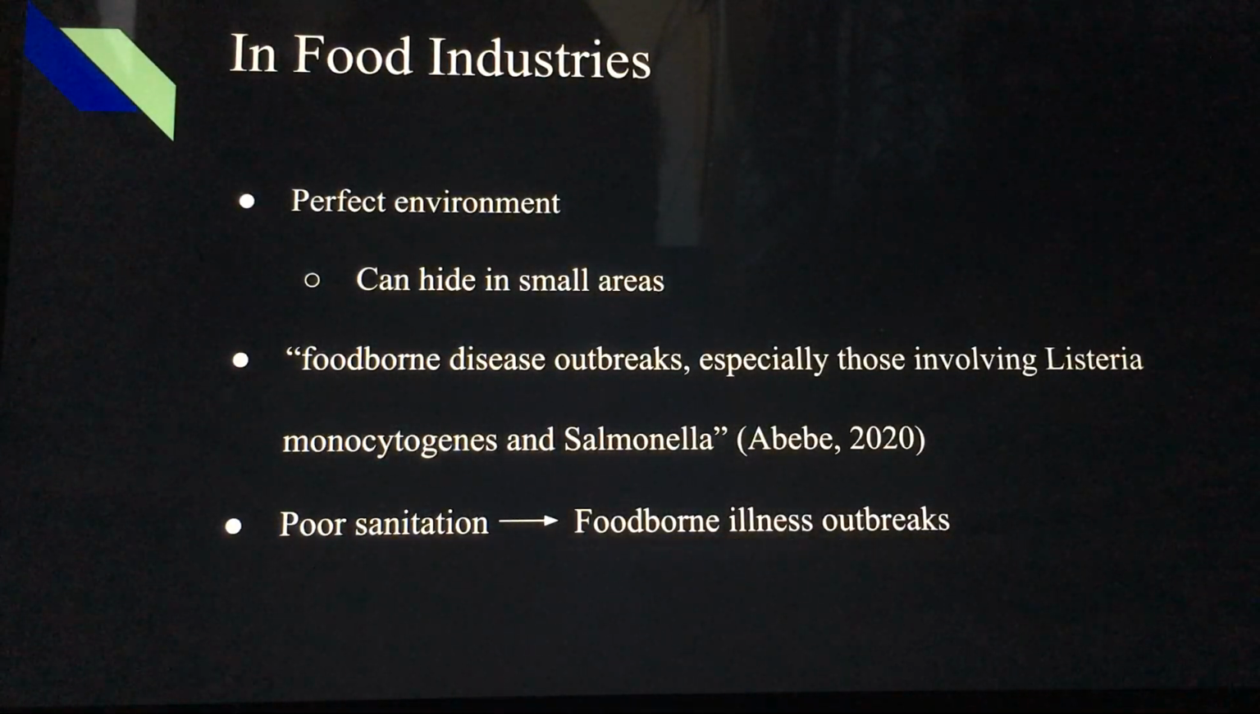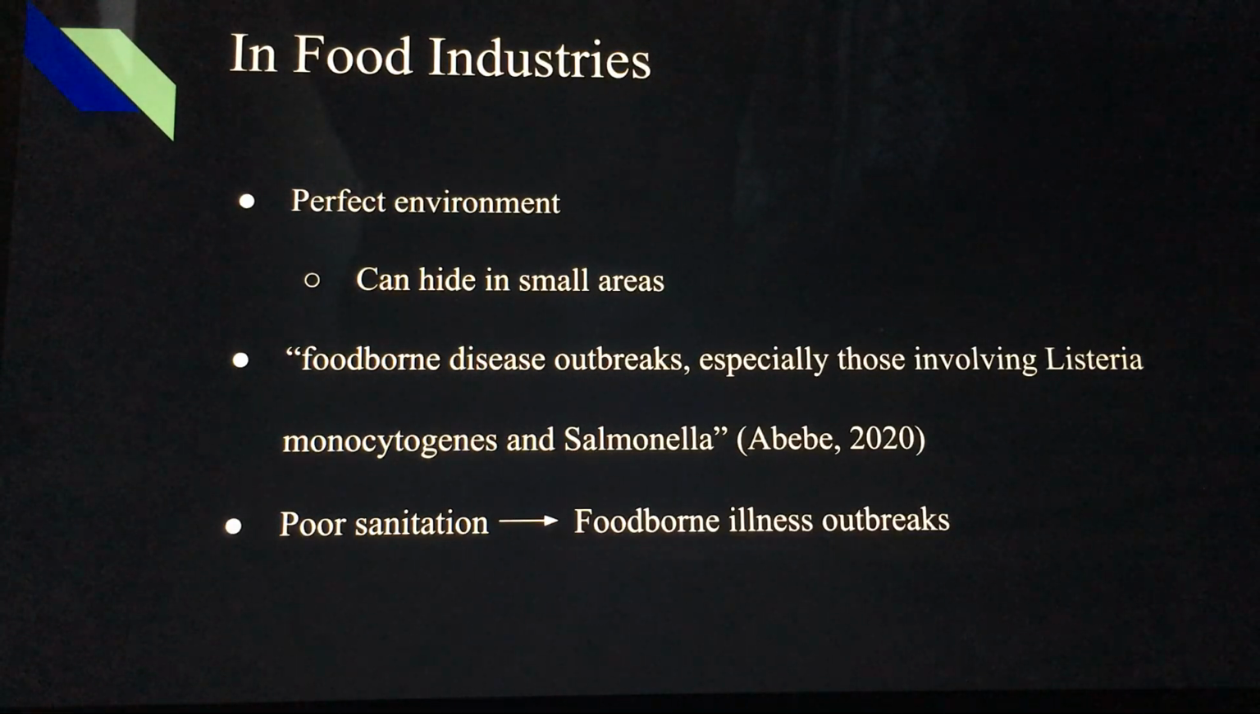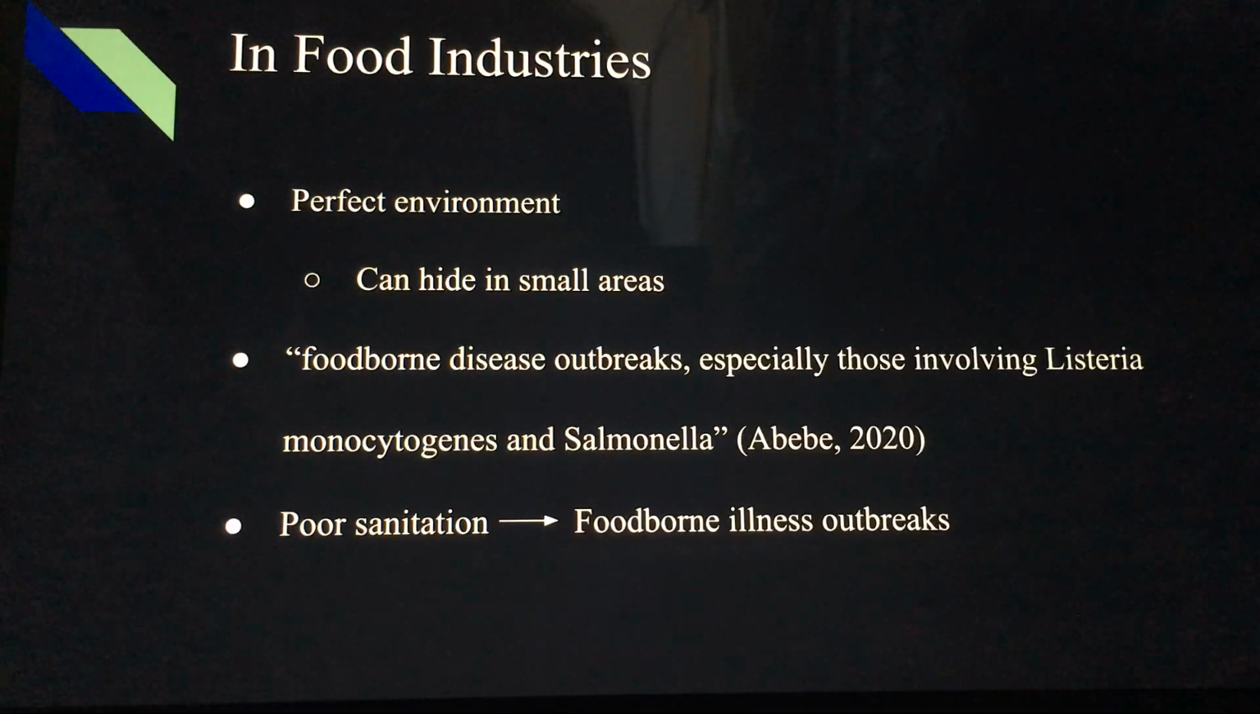And then in food industries, food processing settings are the perfect place for microbial attachment and biofilm formation because they can get nutrients and hide in small grooves or crevices. This biofilm that grows on food processing machines can pose a food and safety risk. It is also stated that poor sanitation of food contact surfaces, equipment, and processing environments has been a contributing factor in foodborne illness outbreaks, especially those involving Listeria monocytogenes and Salmonella.